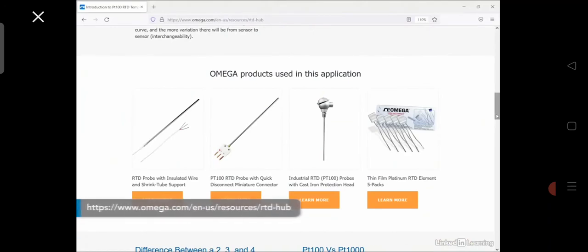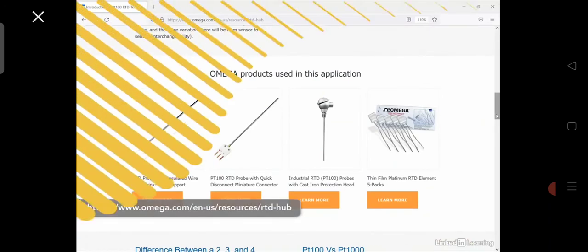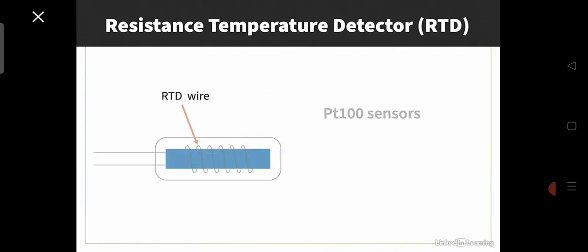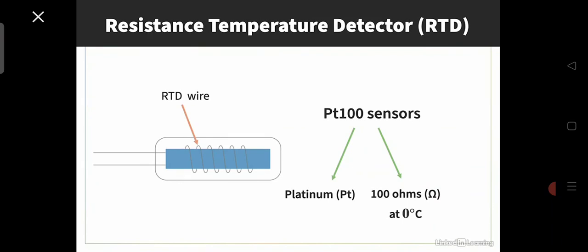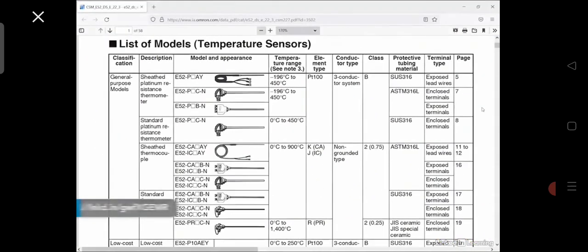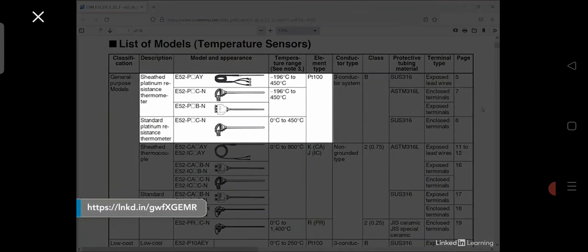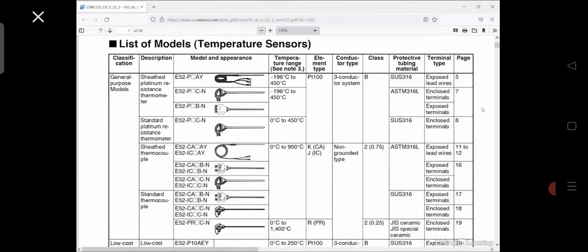Here are examples showing the different RTDs by Omega. RTDs are sometimes called PT100 sensors. PT means that the RTD wire is made from platinum. 100 means that at 0 degrees Celsius, the sensor has a resistance of 100 ohm. So the sensor name indicates its resistance at 0 degrees Celsius. This datasheet from Omron shows PT100 beside the sensor models, meaning they are RTDs.